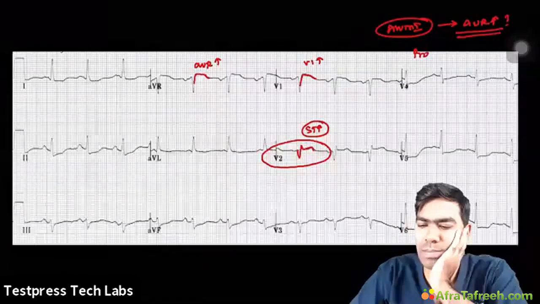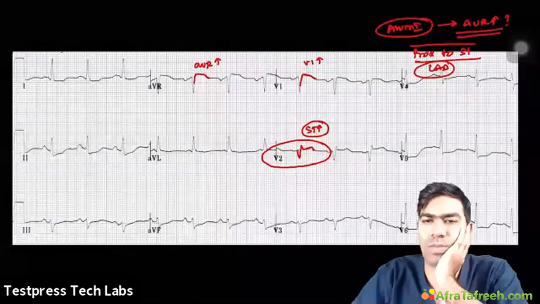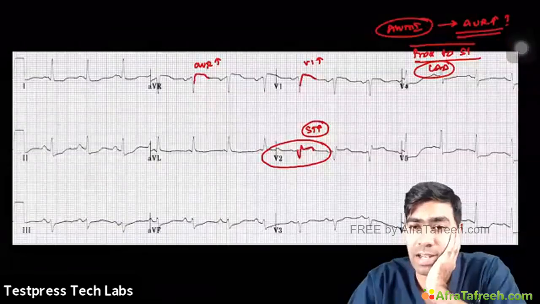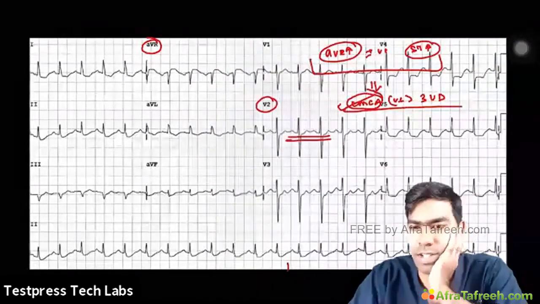Absolutely. This is proximal to S1. So this is LAD proximal to S1. This is not an LMCA. So that's why it's very important to see where you are really seeing. See here, V2 is not showing any elevation. This is not an anterior MI.